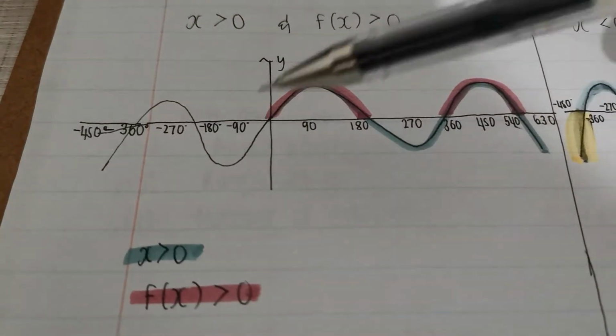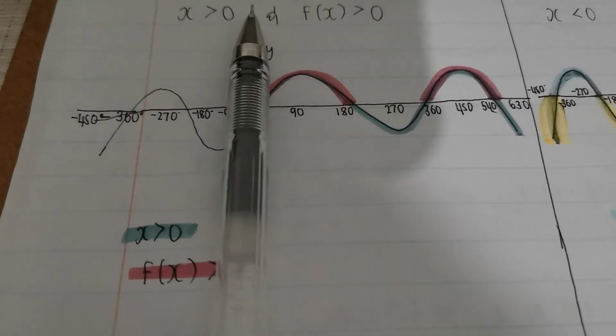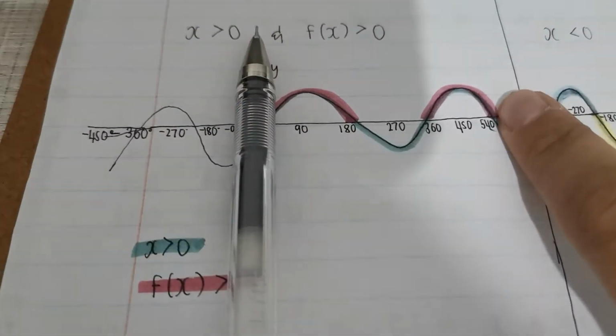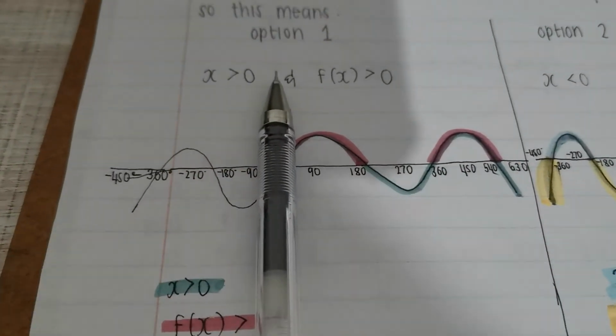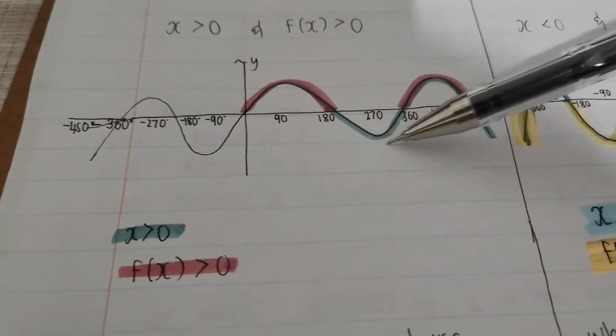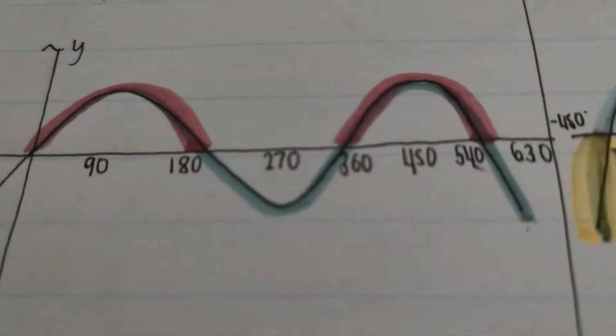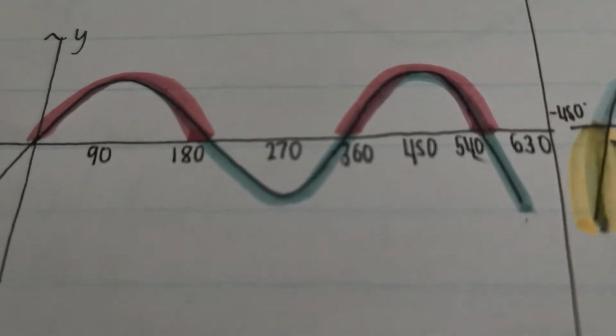x greater than 0, that means all of this side of the graph. Remember, on this side x is greater than 0, and on this side x is less than 0. So this whole part over here, x is greater than 0, and I colored it in blue. I'm sure you can see it now if I focus. Can you see all of this is also blue, right?